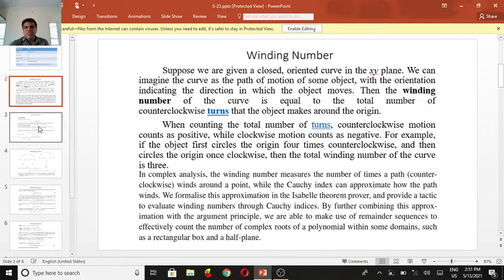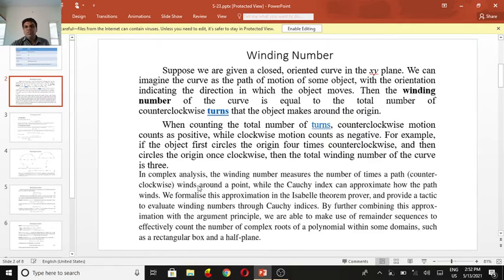Observe once again what I'm writing. When counting the total number of turns, counterclockwise motion counts as positive, whereas clockwise motion counts as negative. For example, if the object first circles the origin 4 times counterclockwise and then circles the origin once clockwise, then the total winding number of the curve is 3.